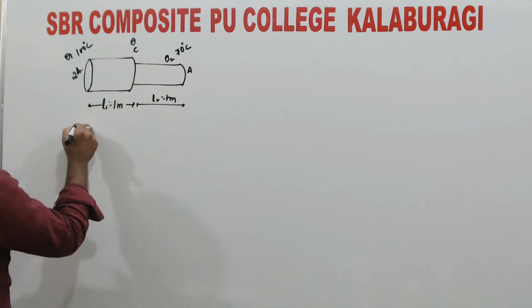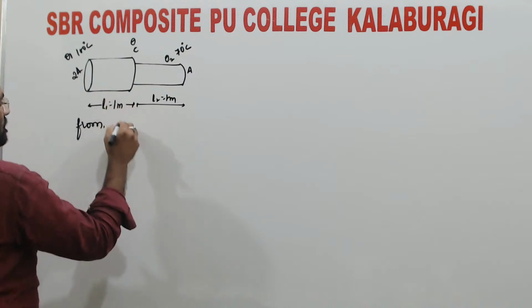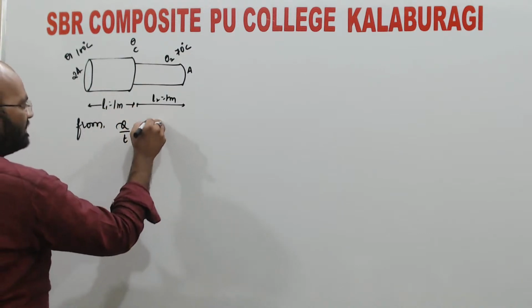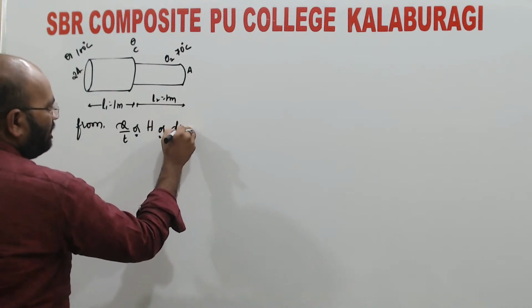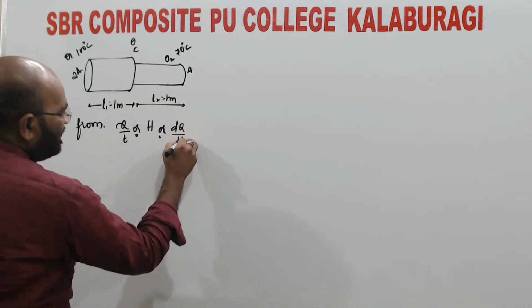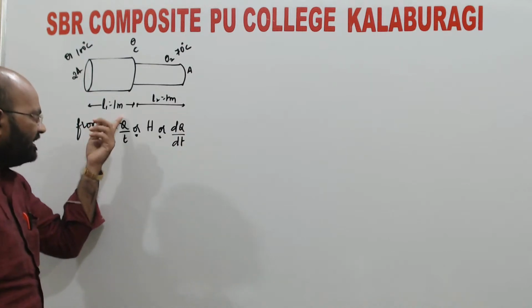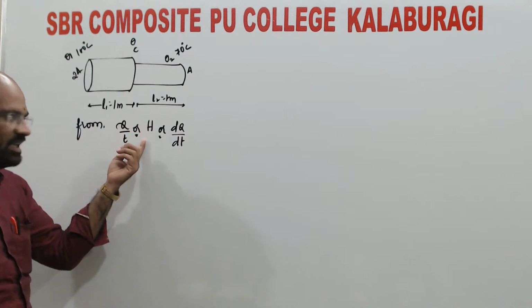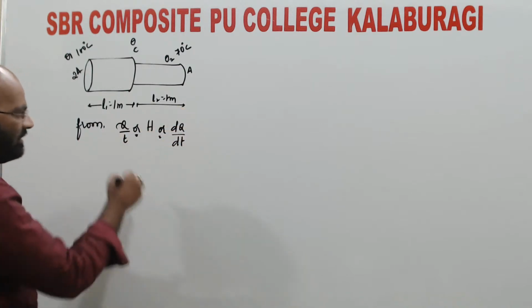Therefore, we know that from the statement of thermal conductivity, the heat current Q by t is also written as dQ by dt. You can consider any one. This is the rate at which the heat energy flows. This is called heat current. You can write any one.